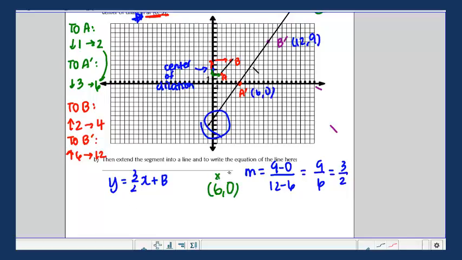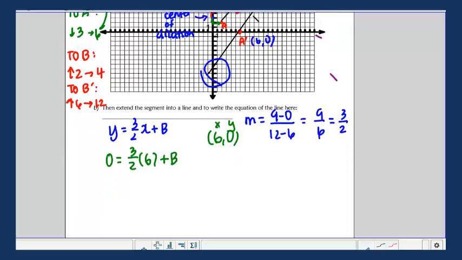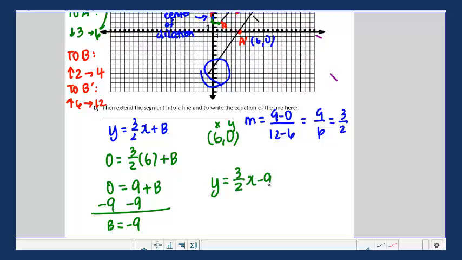So I'll substitute in 6 for my x, and y is 0. So I'll say 0 equals 3 halves times 6, plus b. If I multiply 3 halves and 6, that will give me 18 divided by 2, aka 9, and subtract 9 on both sides. So my y-intercept is negative 9. My diagram was pretty close, but it wasn't 100% accurate, so that's why I wanted to calculate it instead of just guess by looking at my graph. And so in the end, I'll substitute in my y-intercept, and now I have y equals 3 halves x minus 9.